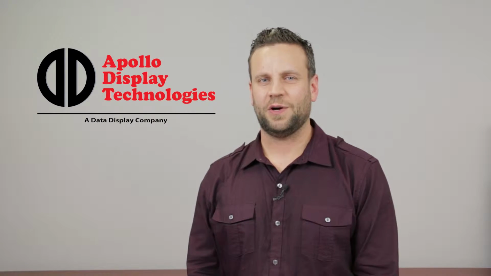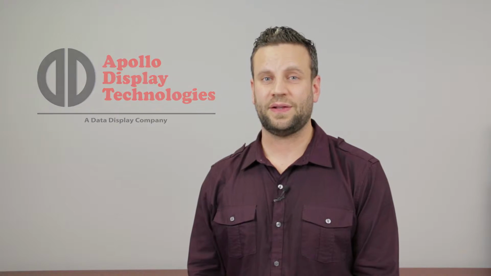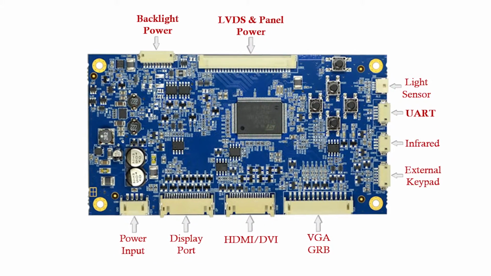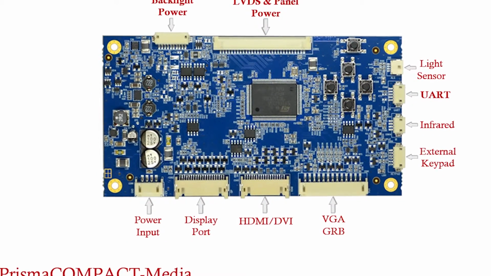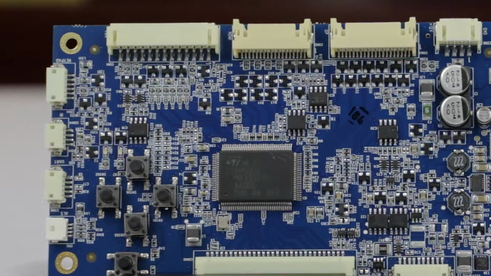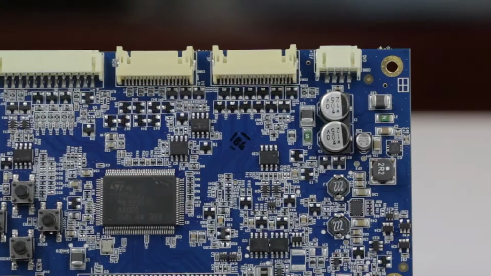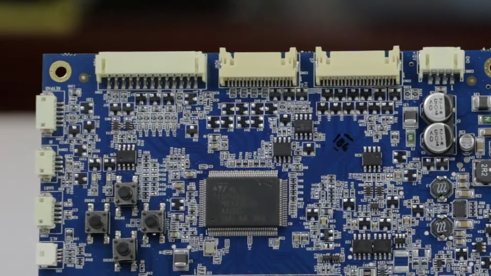In this video, I will provide a brief overview of our PrismaCompactMedia LCD controller and a quick tutorial on how to correctly connect up your complete kit. Our PrismaCompactMedia is a very compact and efficient multimedia card developed for applications with limited space. It has an HDMI, DVI, and a DisplayPort right on board. It takes a standard 12-volt DC power and can be controlled remotely via serial RS-232.